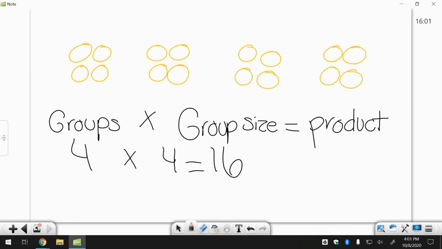All right. So now that you guys know a little bit more about repeated addition and multiplication, it's time for you to go out and try it for yourself. Have fun and good luck, mathematicians.